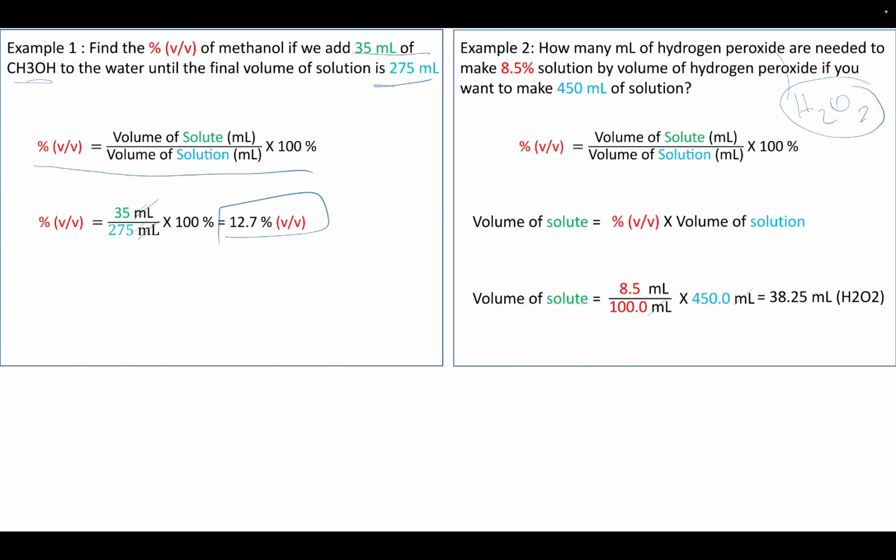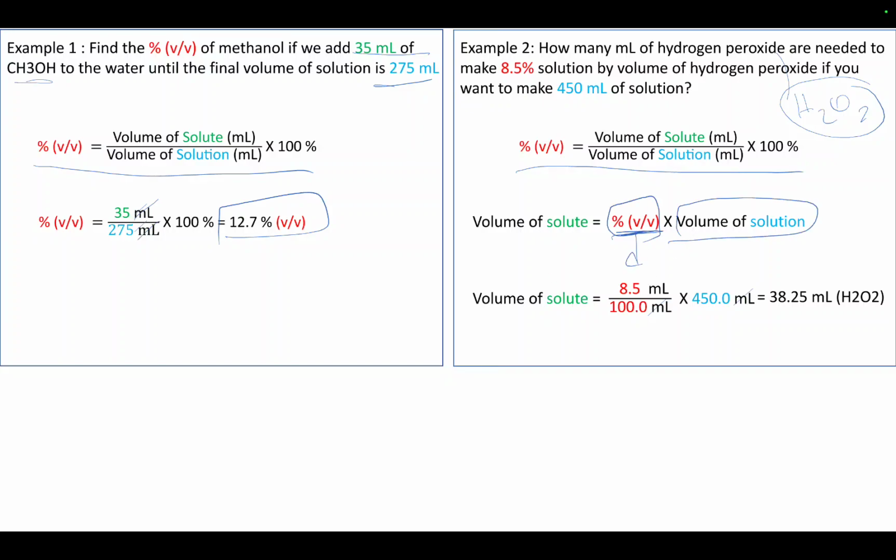To make 8.5% solution by volume of hydrogen peroxide, if you want to make 450 milliliters of solution. So we write the law. Then to find the volume of solute, multiply the volume over volume percent by the volume of solution.